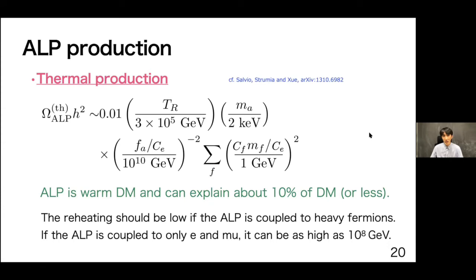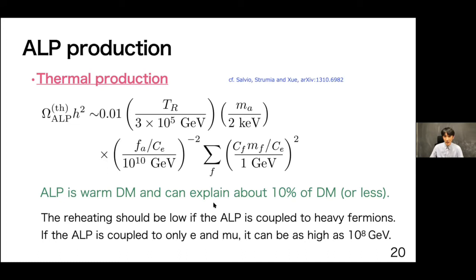Another production mechanism is the thermal scattering. So if the reheat temperature is higher, and if the axion is coupled to heavier fermions, this thermal production is more efficient. And so its abundance is given by this expression, in terms of reheat temperature, as well as coupling to heavy fermions. But because the mass of the axionic particle is around keV, if they are produced thermally, they cannot be cold dark matter, but warm dark matter. And there's an upper bound on the fraction of warm dark matter from the observations. It can be at most about 10% of total dark matter density.